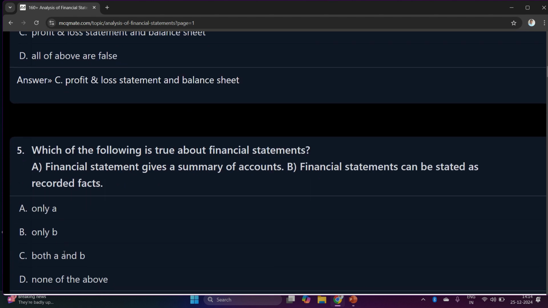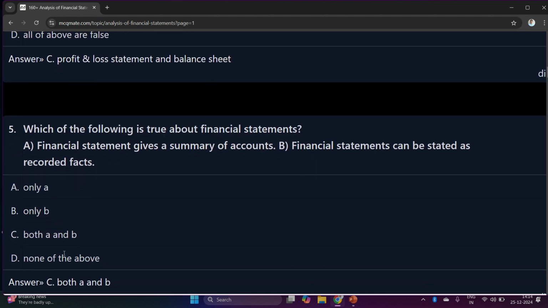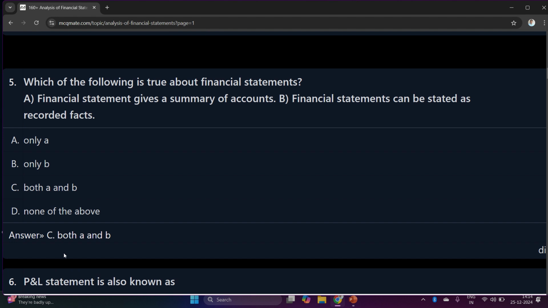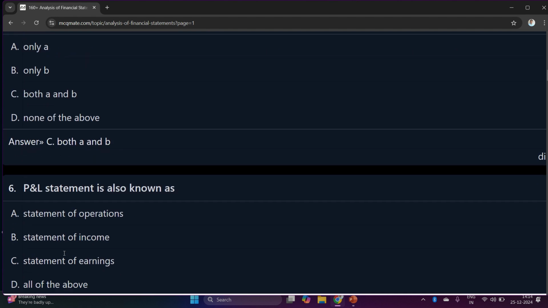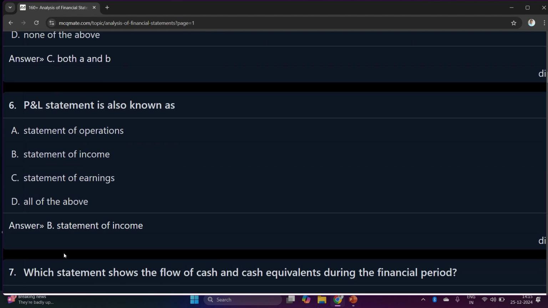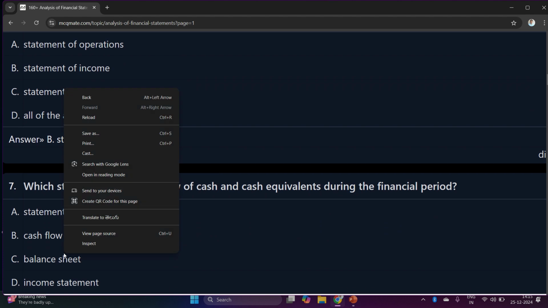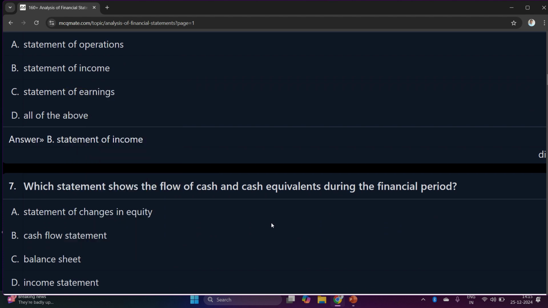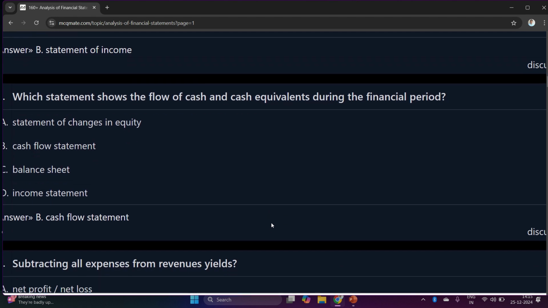Which of the following is true about financial statements? Financial statements give a summary of accounts, and financial statements can be stated as recorded facts. Both A and B are the answer. P&L account is also known as a statement of income. Which statement shows the flow of cash and cash equivalents during the financial period? Option B, cash flow statement.